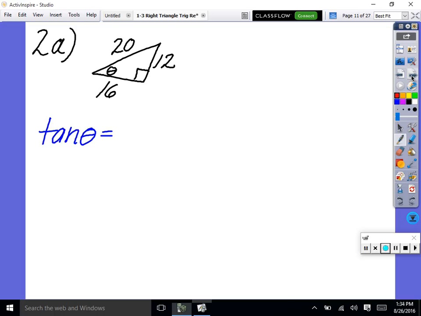So it says find tangent of theta. So theta's right here, tangent is TOA, opposite over adjacent. Here's theta, opposite is 12, over adjacent is 16. So that's 12 over 16.